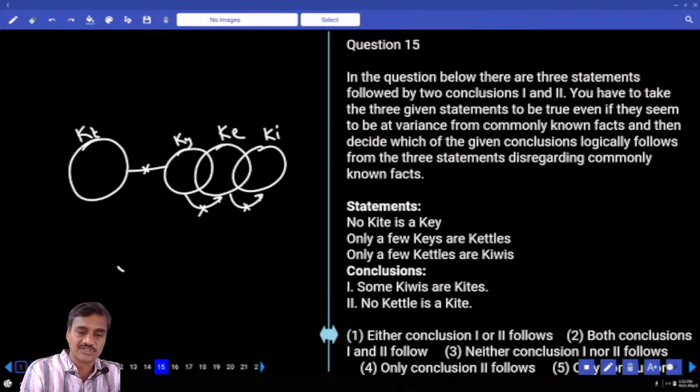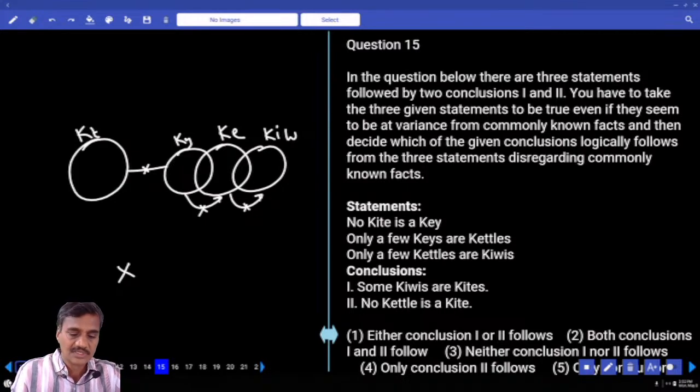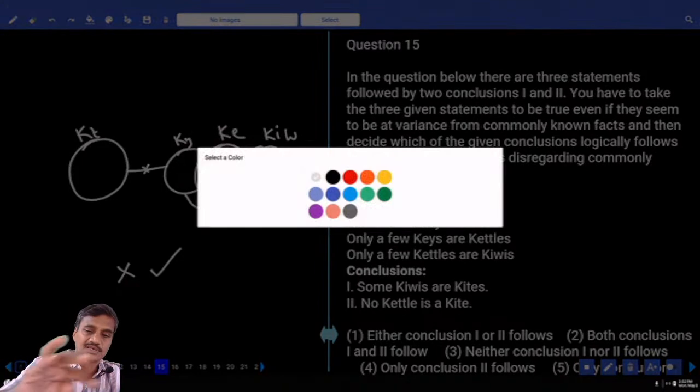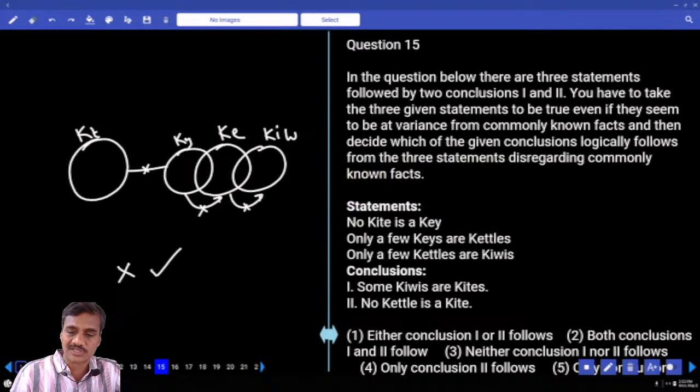Kiwi is here, kite is here, as of now false. No kettle is kite. That is definitely true. Now this is kiwi. No kettle is kite. That is definitely true. For the false variant, some kettles are kite. These are all some kettles are kite. Now this is kettle and this is kite here.